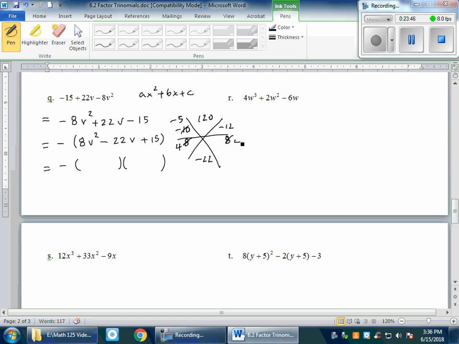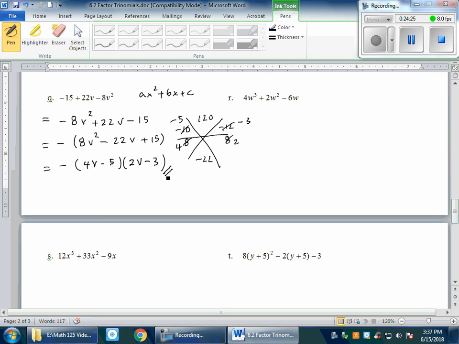2 goes into 8 4 times, and this one I can reduce it by 4. So 4 goes into 8 2 times, and then 4 goes into 12 3 times. So we got 4v minus 5. Remember, the denominator is the coefficient of the first term, and the numerator is the coefficient of the second term in each factor. So that's how I got 4v minus 5, and then 2v minus 3. That's how I got my final answer.